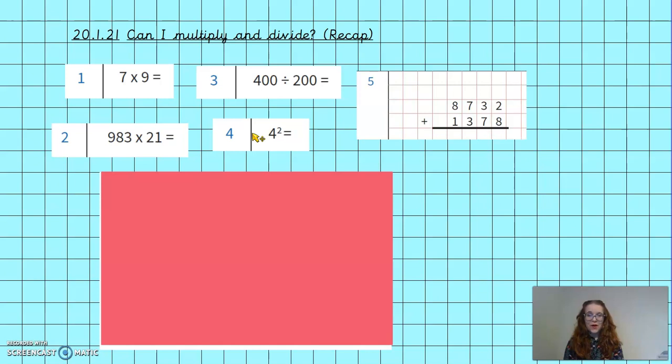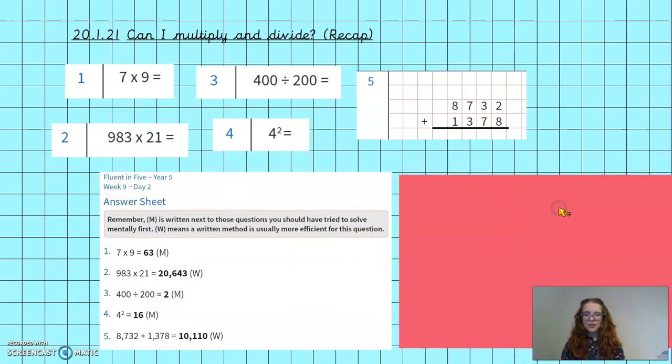Okay, hopefully you've got 5 answers in front of you. Let's have a look. Hopefully they match. These ones here, 4 squared is 4 times 4, which is 16. And then here, I hope that you found the right answer here using the formal method for multiplication. Well done, guys. Let's have a go at doing some recapping first of multiplication.